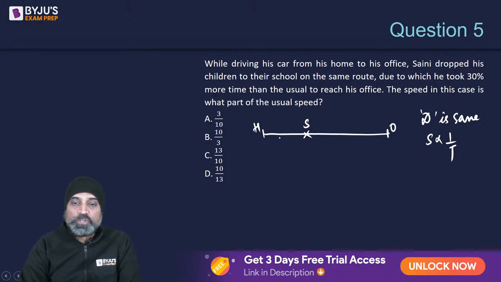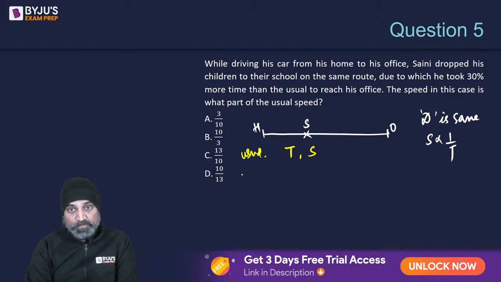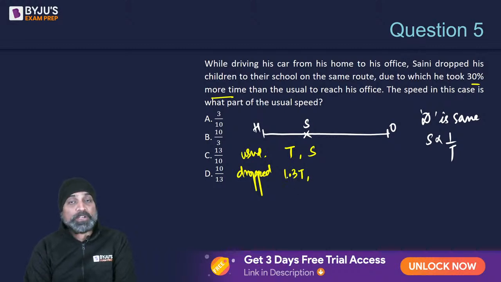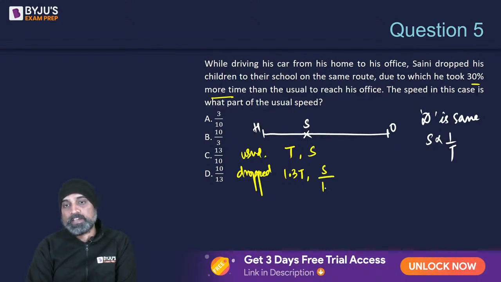Okay. So in the first case, as in usually, he used to take t time, and his speed used to be s. Now, because he had dropped his kids to the school, he took 30% more time. If he takes 30% more time, that means he is going to take 1.3 t. Now, if you look at the time ratio, it's 1 and 1.3. So the speed ratio should become 1.3 and 1. So this will become s by 1.3.